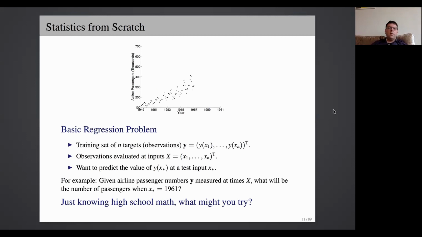And so imagine we have a training set of n targets. These could be like our airline passenger numbers, indexed by our inputs, the x's. In this case, the x's could be different times. And our goal is to predict our outputs y at some test inputs x star. For example, if we're given airline passenger numbers that we observe here, we might be interested in predicting the number of passengers in 1961. And so I'd like you to pause just for a minute and, relying on high school math and nothing you've learned since then, think about what approach you might try on this particular problem.